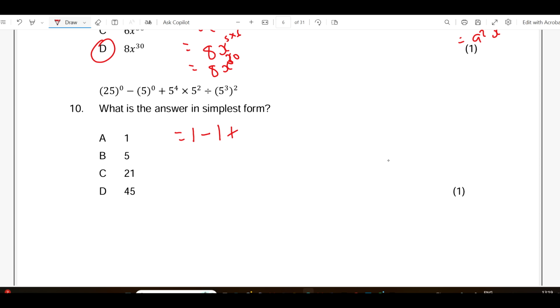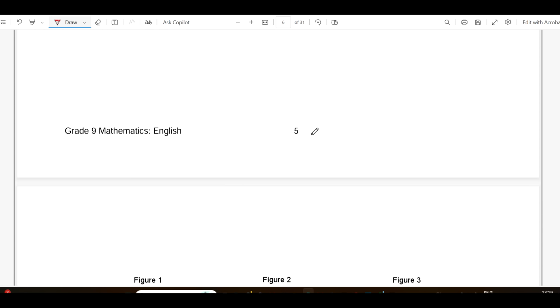exponent of... okay, the first thing that we need to do here, the bases are the same, so we need to add exponents. It's going to be 4 plus 2, divided by 5. 3 times 2 is 6. 1 minus 1 is 0. I'll be left with 5 to the exponent of 6 divided by 5 to the exponent of 6. And the answer is 1. The correct answer is 1.